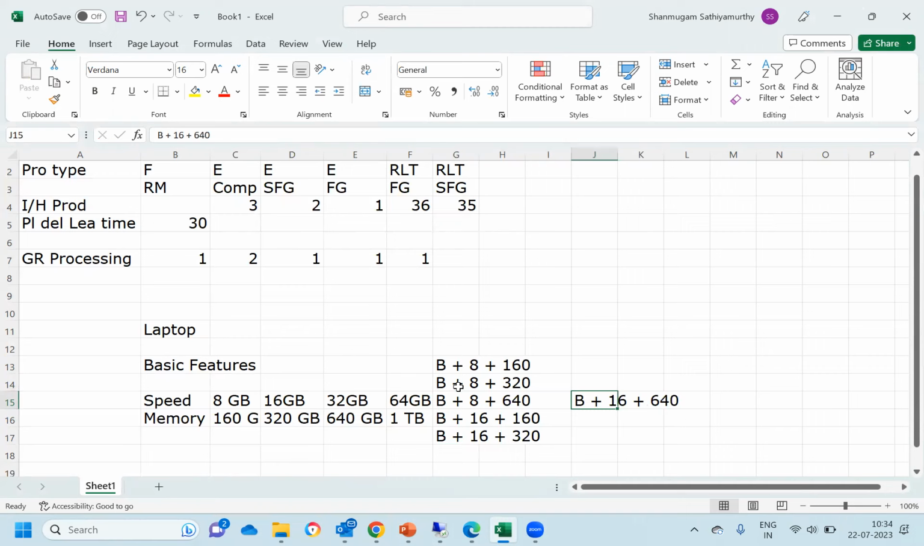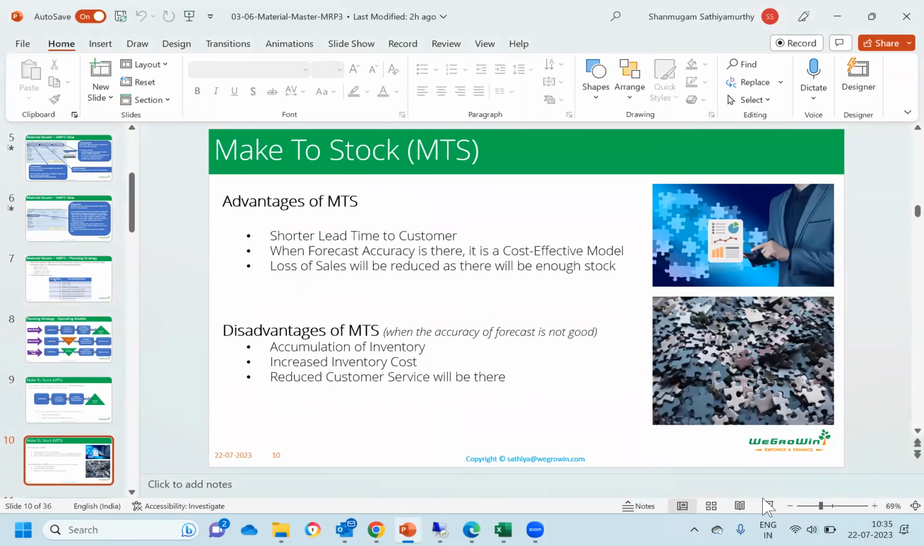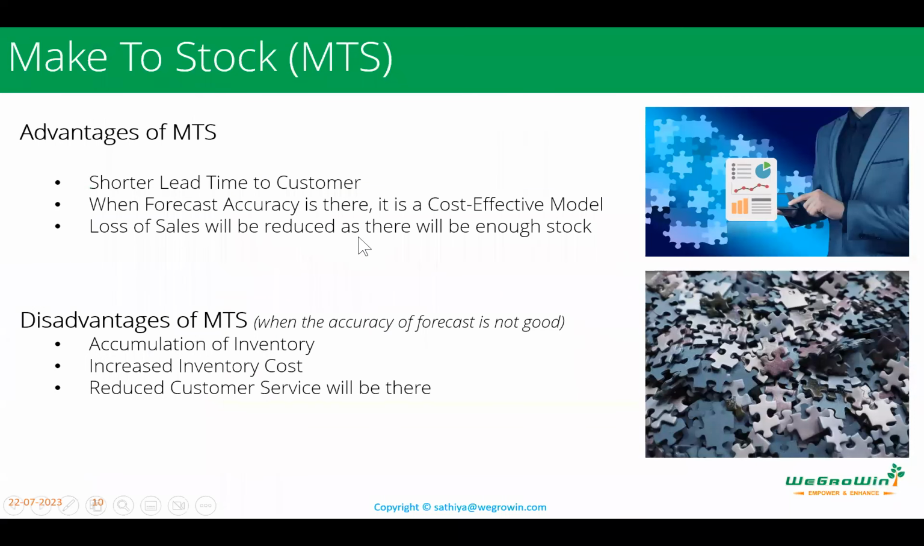So what is happening now? Now you have to either dismantle this and then produce this new product, or you should say no to your customer. That is the problem. If you produce and keep in stock, and a customer comes and asks for the same product, you can give it immediately. That is make to stock. That is the advantage. But if he is asking for something different, you will not be able to give. That is a disadvantage.